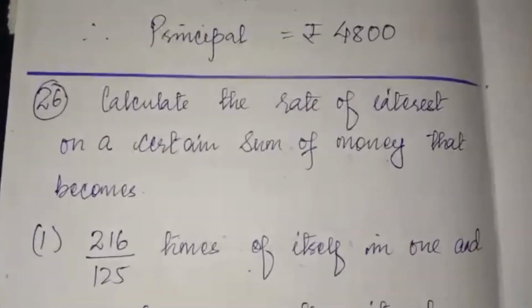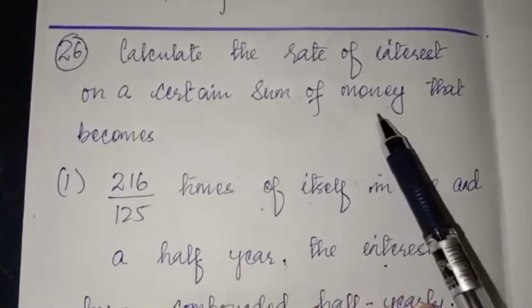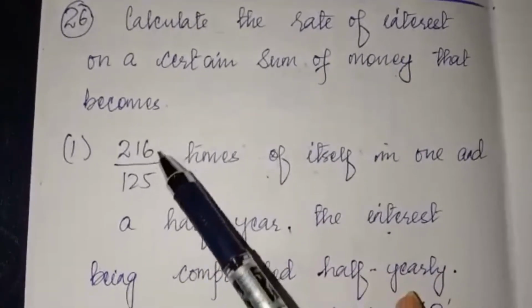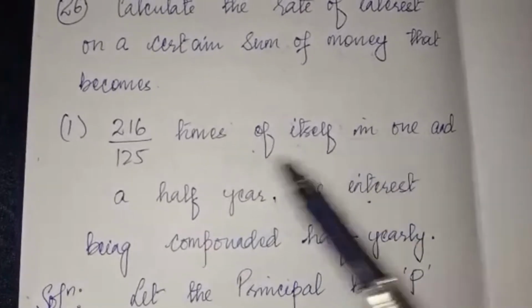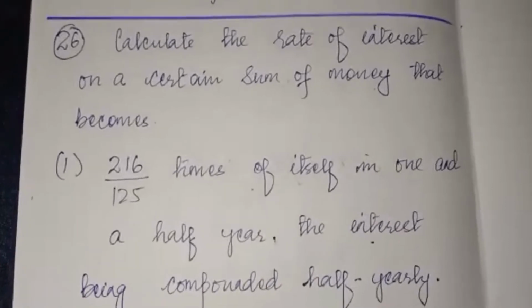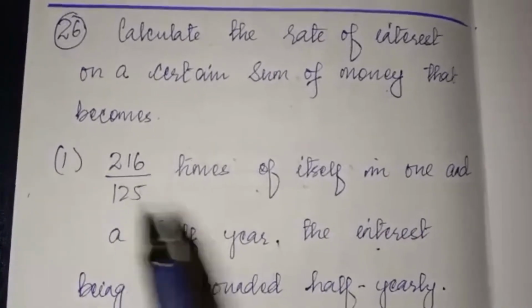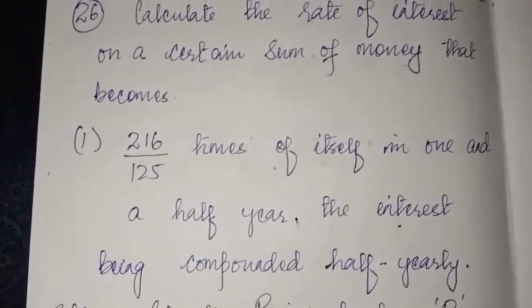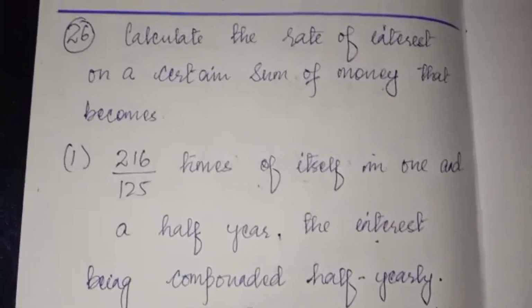Now question number 26. Calculate the rate of interest on a certain sum of money that becomes 216 by 125 times of itself in 1.5 year, the interest being compounded half yearly. It means that the amount will become this much times of principal. So in 1.5 year you have to find the rate of interest.